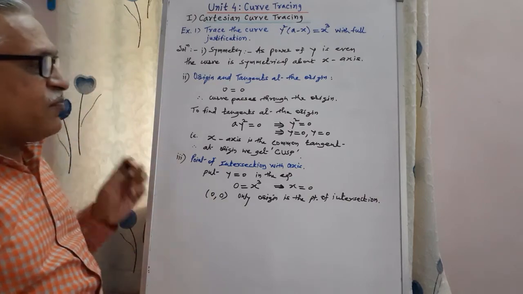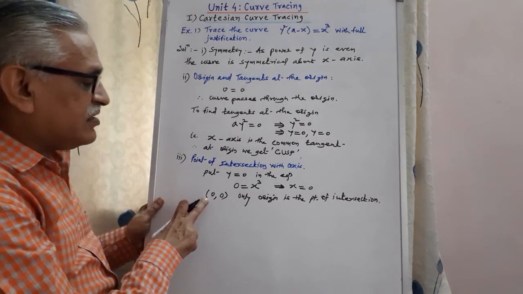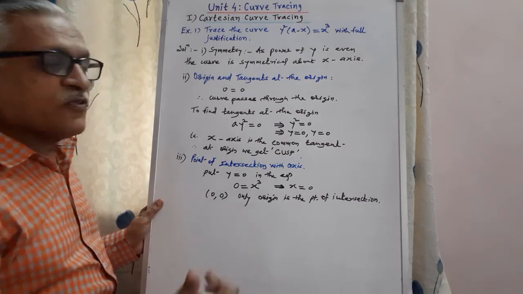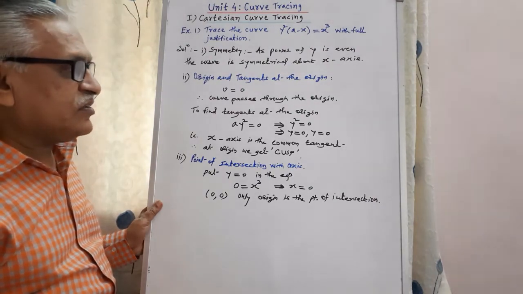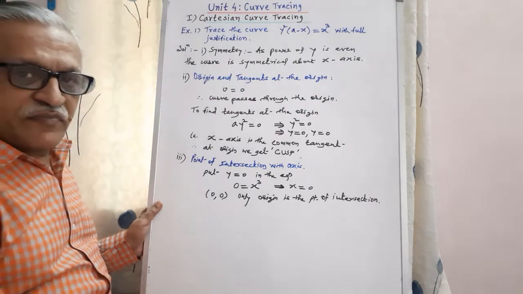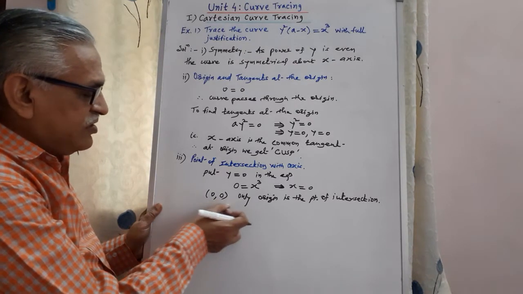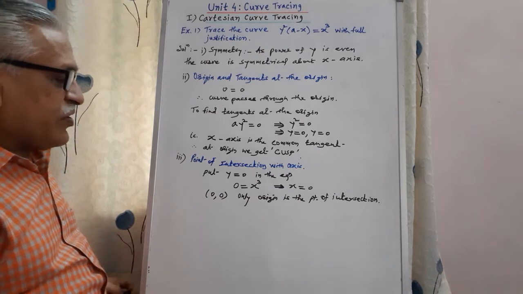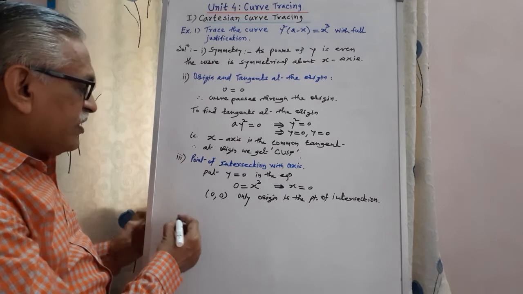No other point of intersection. And as no other point of intersection other than origin, no question of performing that point change or shifting of origin. Here that point is not required, as we get only origin as a point of intersection, no other point. Point number 4.